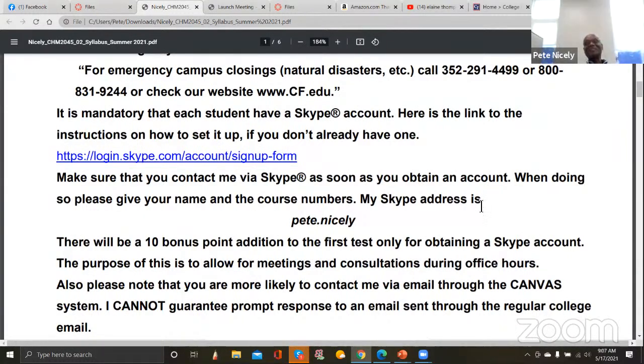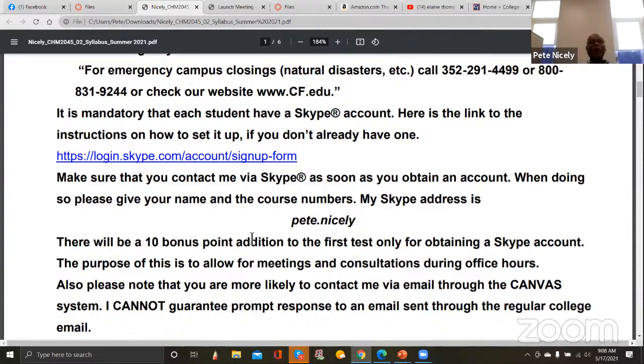That's important because, from time to time, I get solicitation messages via Skype, and I want to make sure that I'm able to distinguish between those messages and my students. My Skype address is provided. It's pete.nicely. And to sweeten things a bit, there'll be a 10% bonus point added to the first test only for obtaining the Skype account, all right?